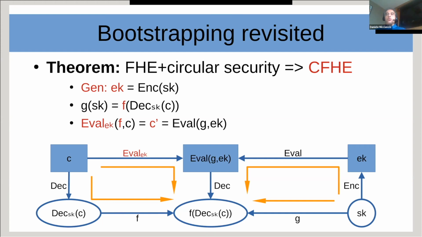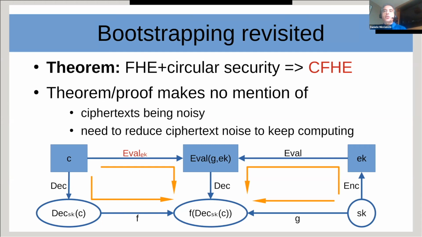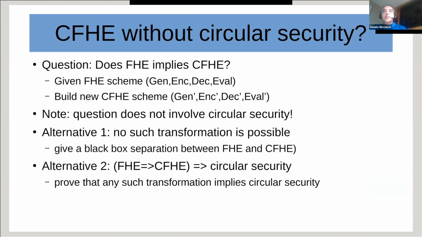Now notice how this picture is using bootstrapping, is using circular security to get a composability property. There is no mention of noise. There is no mention of ciphertext having a noise that is getting bigger and bigger, and the need to do bootstrapping to reduce the noise in the ciphertext. So we are using this same technique to strengthen the properties of our scheme and achieve a stronger definition of fully homomorphic encryption, in particular fully composable homomorphic encryption. At this point, we can ask a number of interesting questions.